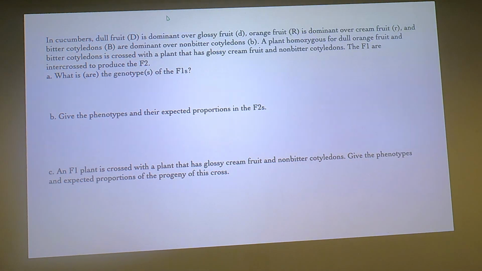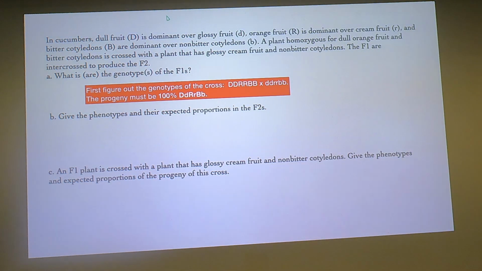It'll be lowercase. So they'll all be recessive. And that's how you know it's not heterozygous, because you wouldn't see heterozygotes. Okay, so we figure out the genotypes of the cross: it's big D, big D, big R, big R, big B, big B. Just like you guys said. And we know the progeny then have to be 100% heterozygous at all three loci.